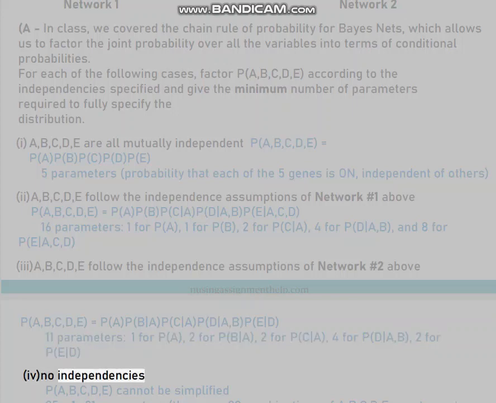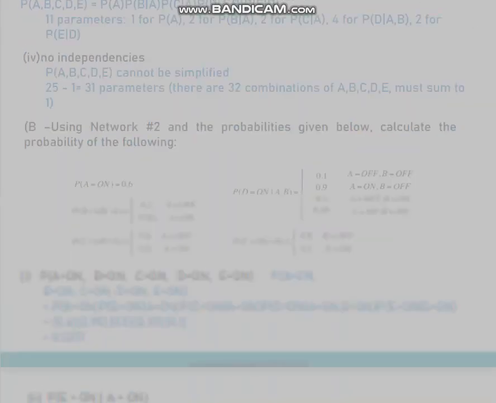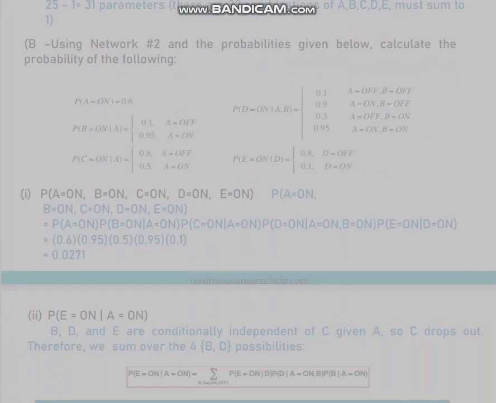4. No independencies. P(A, B, C, D, E) cannot be simplified. 2^5 minus 1 is equal to 31 parameters. There are 32 combinations of A, B, C, D, E, which must sum to 1.